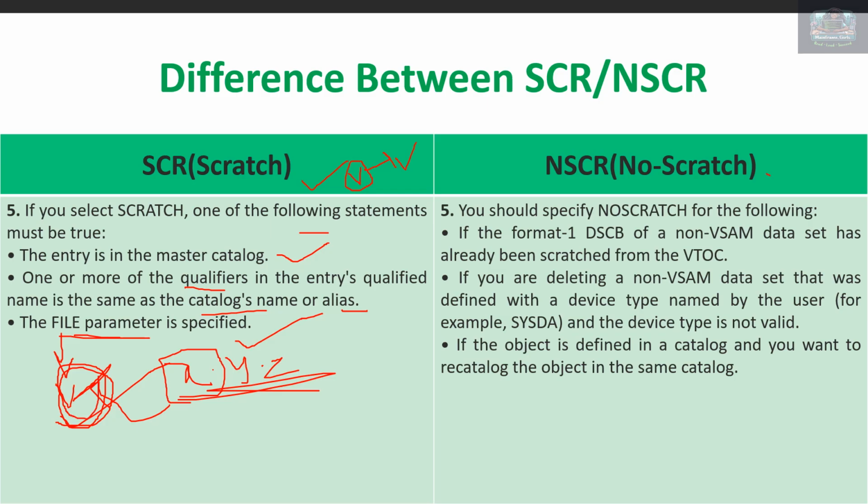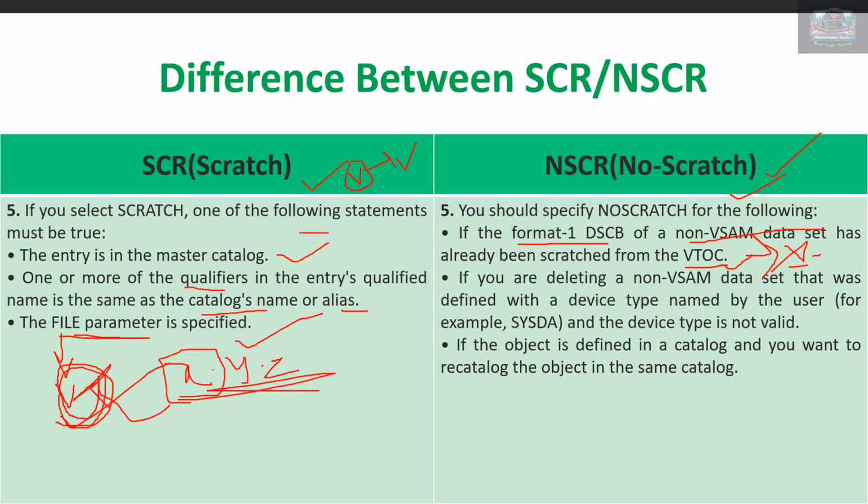And coming to no scratch, here you're deleting catalog information, right? When should you specify no scratch? You specify no scratch when you want to delete that catalog information. When do you do that? If the format 1 DSCB, the dataset control block of a non-VSAM dataset, has already been scratched, meaning that information is not there in the volume table of contents, and you want that dataset to not be recognized by the mainframe, you run a no scratch. When you run a no scratch, the catalog entry will be deleted, the system will not know that this dataset exists, and the connection between the system and the catalog will be deleted.